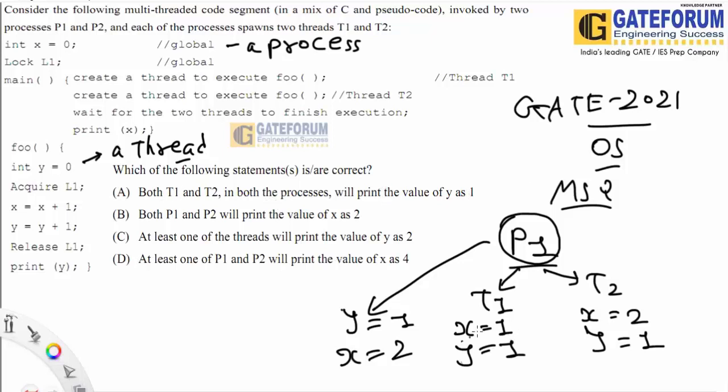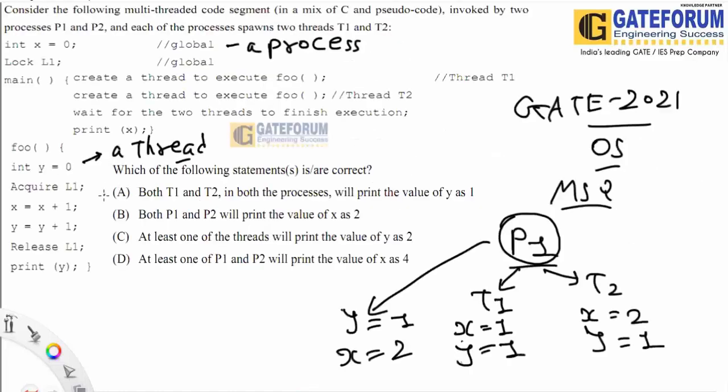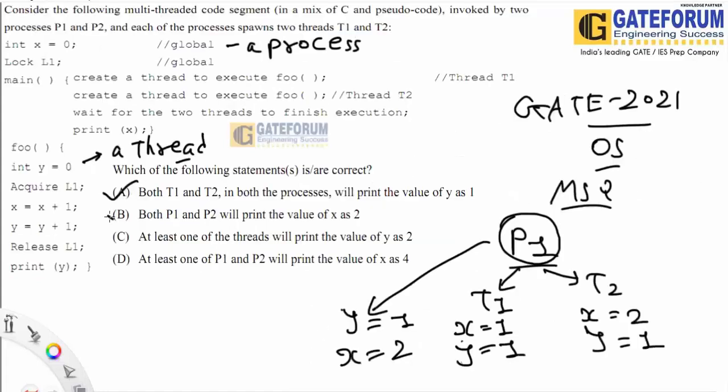So here the value of y is 1, and here the value of y is 1. If you look here, the value of y is 1 for both T1 and T2. So this statement is correct. Both P1 and P2 will print the value of x as 2. Here this is printing the value of x as 2, and here this is also printing the value of x as 2 at the end. So this statement is also correct.